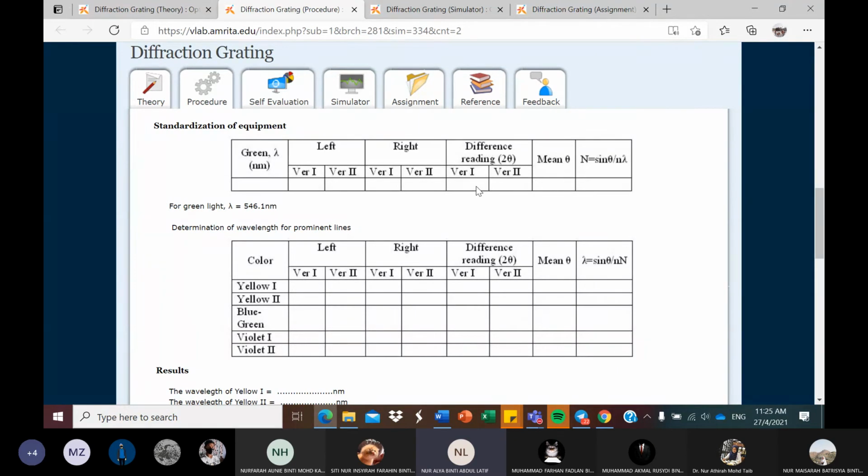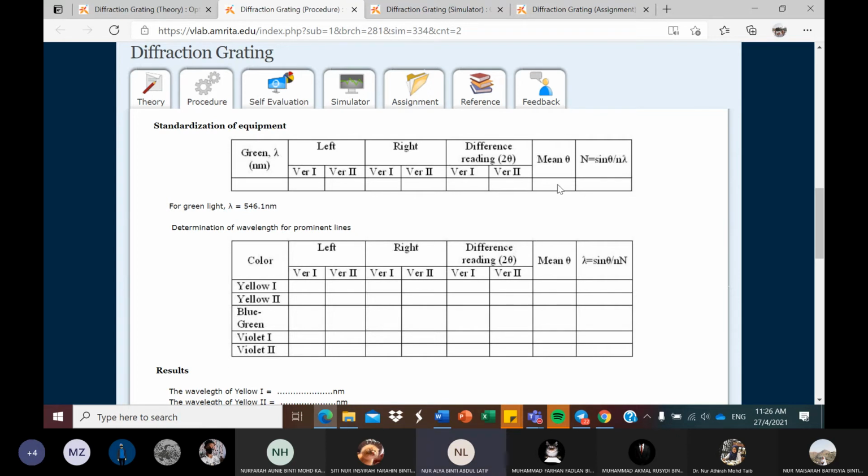And then from the mean, before that, for difference reading for vernier 2, you guys can just add, just like before, vernier 2 left and vernier 2 right, and then the total from the difference readings, you can add and divide by 2, and that is our mean.